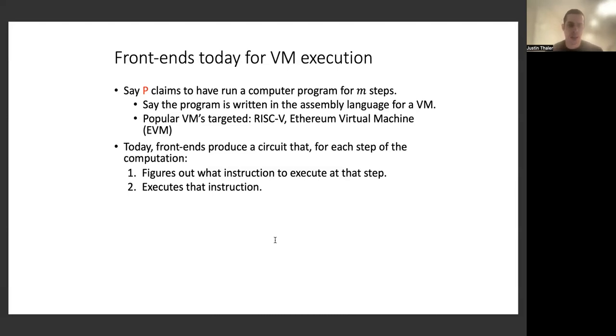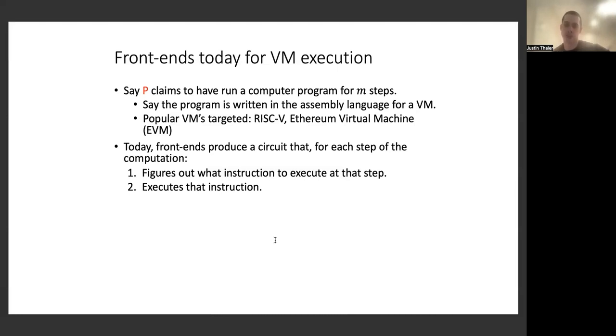Cool. Okay. So just a quick recap of zkVMs, I guess. The setting here is the prover's claiming to have run a computer program for some number of steps M. Deliberately, I'm choosing M the same as the letter that I used to denote number of lookups before. Because there's going to be one lookup per step of the computation here.